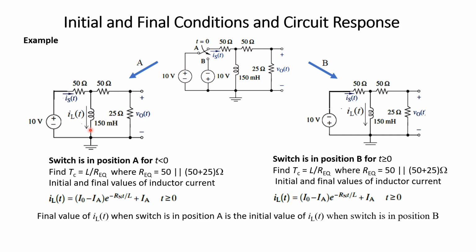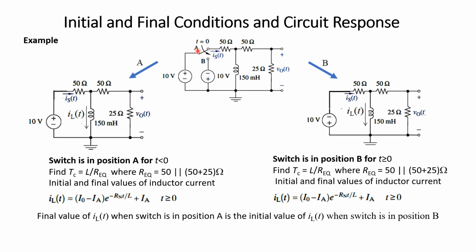Capacitor behaves like an open circuit. If short circuited, the current flowing through will be 10 divided by 50 ohm. 10 divided by 50 ampere current will be flowing through this inductor, and no current will be flowing through this, because from here to here we have an inductor and it is short circuited. The voltage from here to here is 0 and no current will be flowing. And this will be the final value of the inductor current when the switch is in position A.